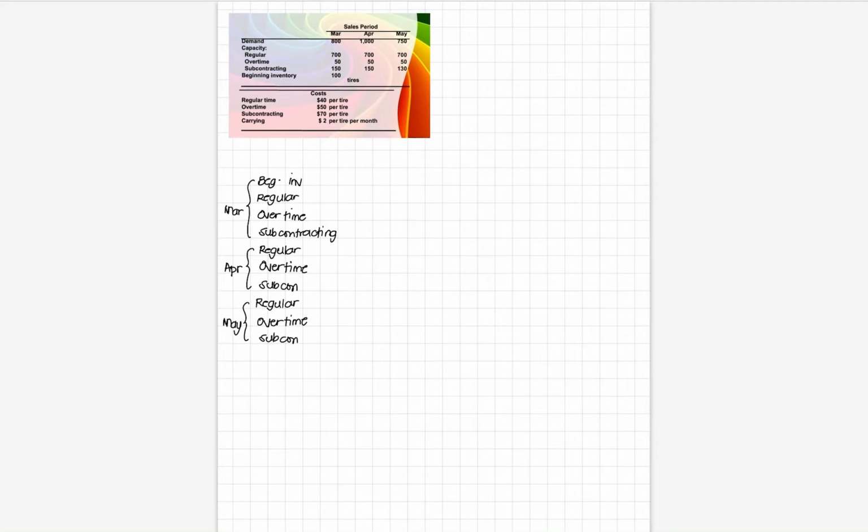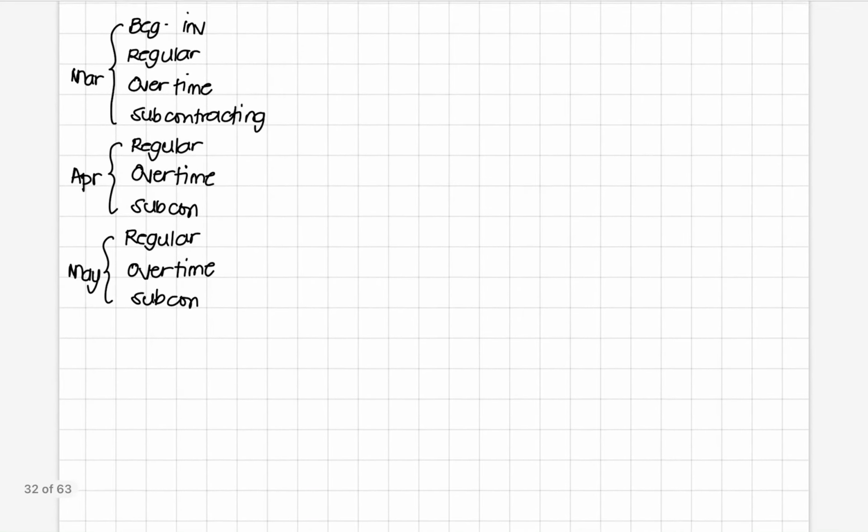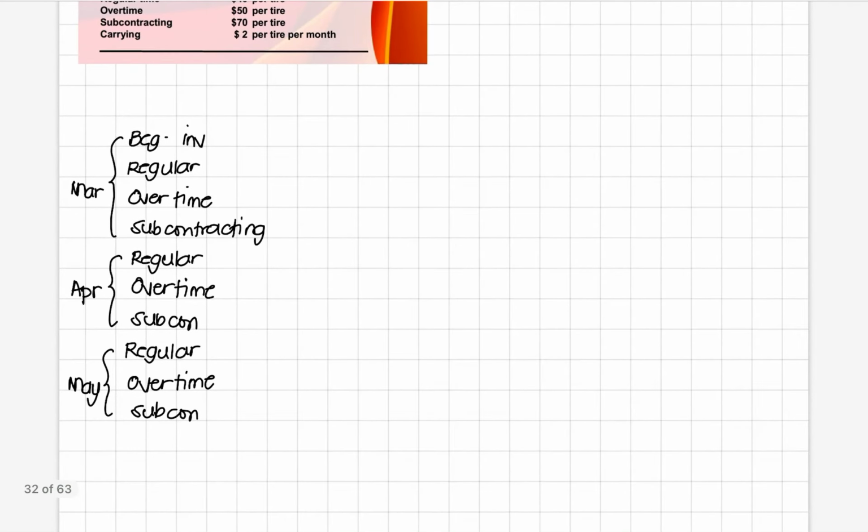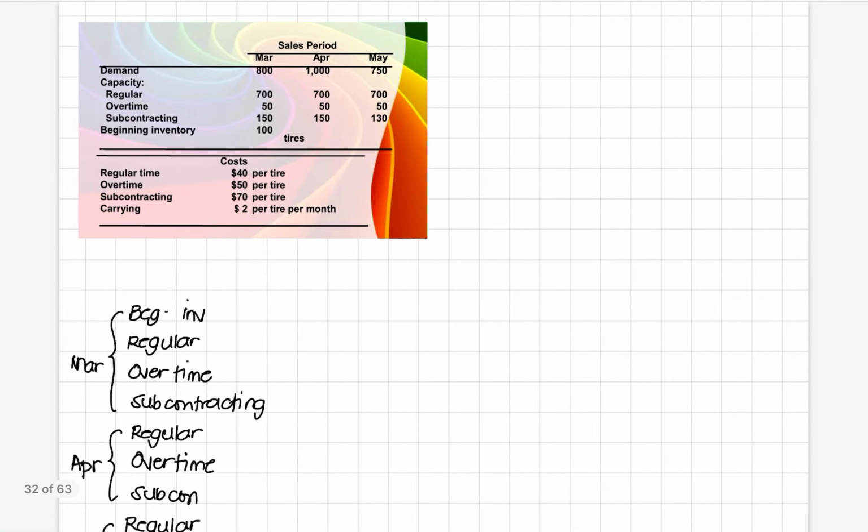So, syempre, kung 4 yung months na given sa atin or we have 4 periods, we have to again add another set of rows for the 4th period. Now, take note that your rows are your period of production and your columns are your period of consumption. So, let me write it here. Yung ating rows, that's your period of production. Kasi this represents your capacity, which are the regular, overtime, and subcon, including the beginning inventory.